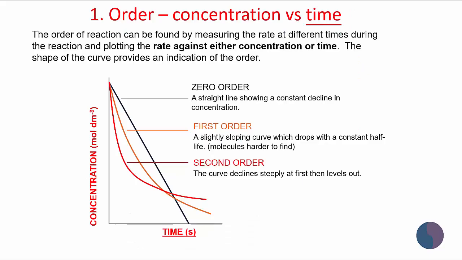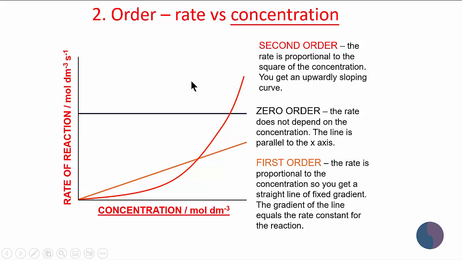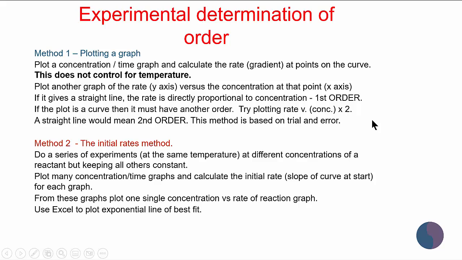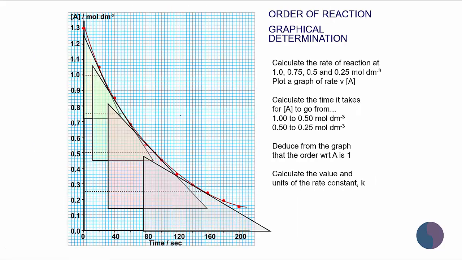Okay, now there's two ways to work out what order it is. There's concentration versus time, and there's rate versus concentration. Now, I generally don't do this one, because you're basically just doing one reaction, and then if you go down to here, you're taking the instantaneous rate at different points. So for this one, it's asked to do at these points here. So you take the tangent to the curve.